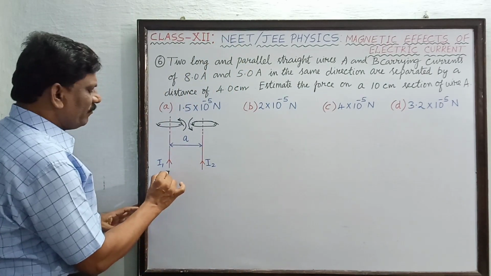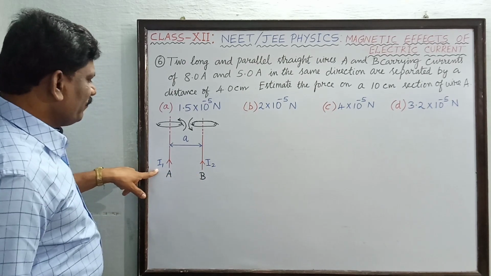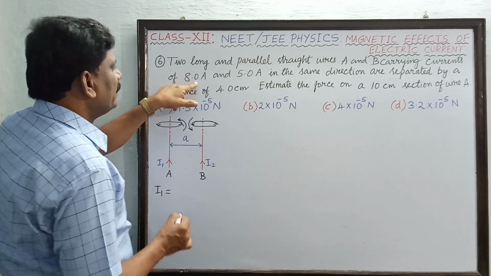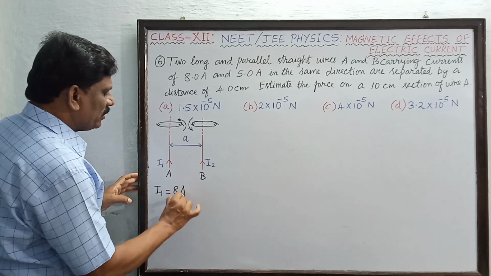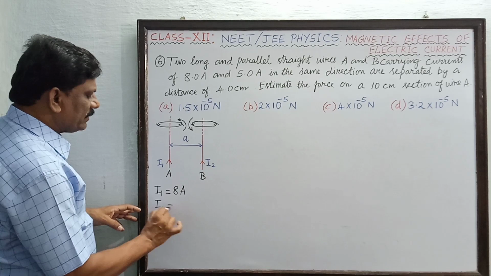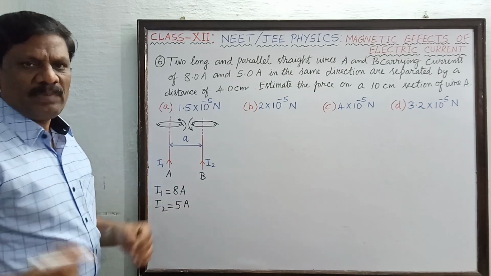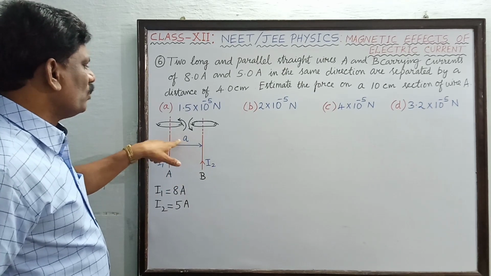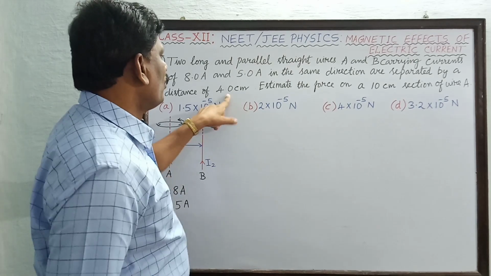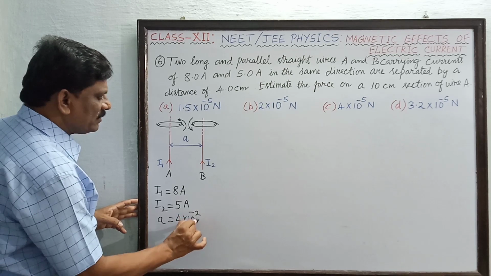So I will consider the first wire as A and the second wire as B. The current in the first wire is I1, so the value of I1 is given as 8 ampere. And the current in the second wire B, that is I2, is equal to 5 ampere. The perpendicular distance of separation between the two wires, small a, is equal to 4 centimeter. So this is 4 into 10 power minus 2 meter.